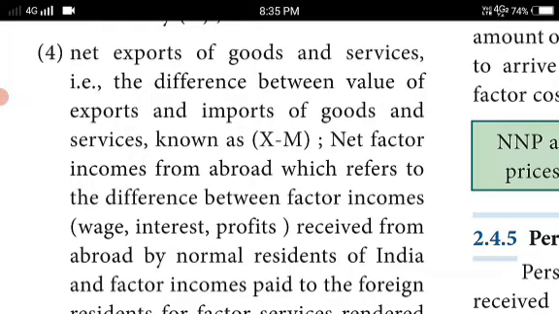Then net factor income from abroad, which refers to the difference between the factor income received from abroad by normal residents of India. Suppose Indian people residing abroad, in America, are producing something, selling it and earning income. Suppose they send the money to India, which is received by India from normal residents of India abroad.